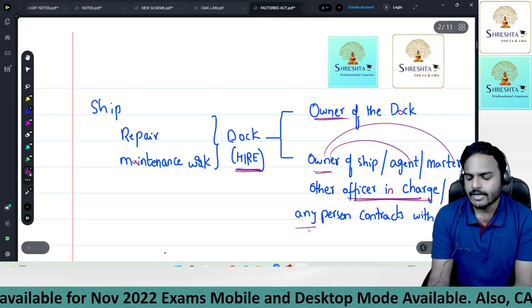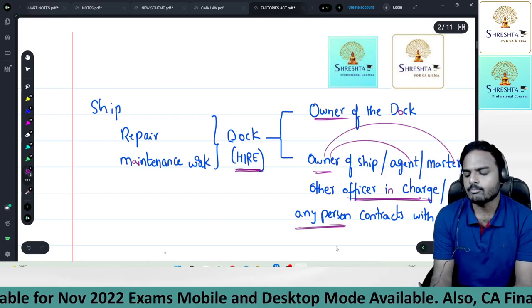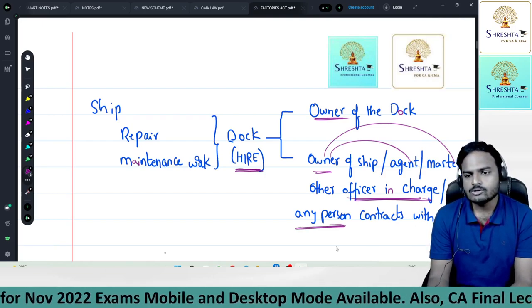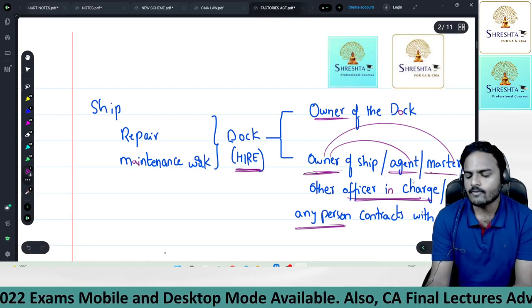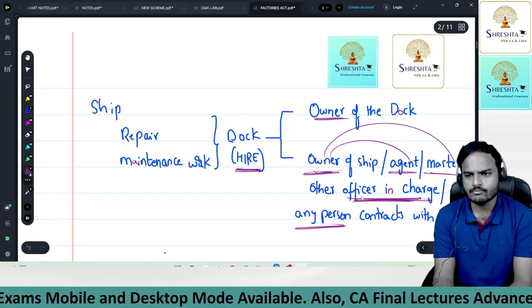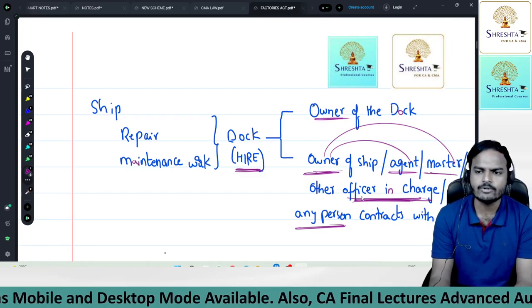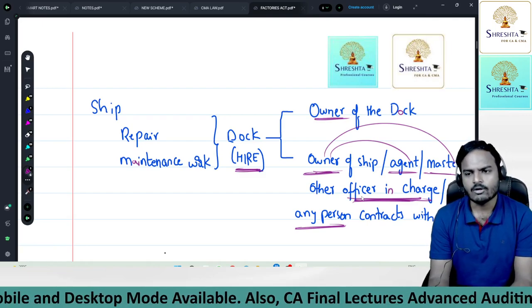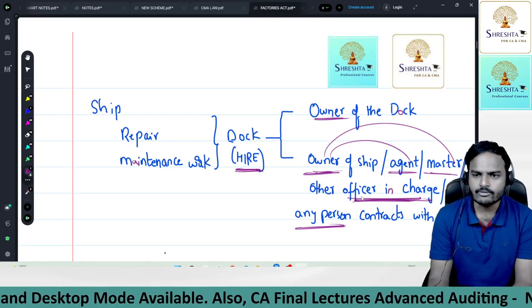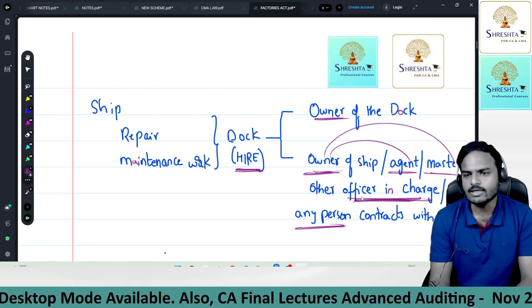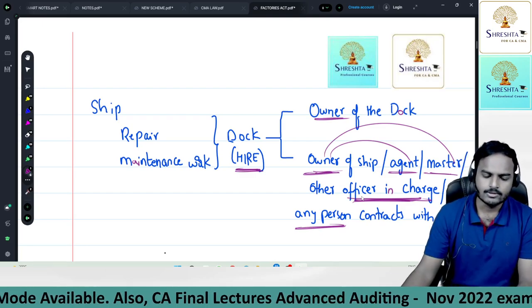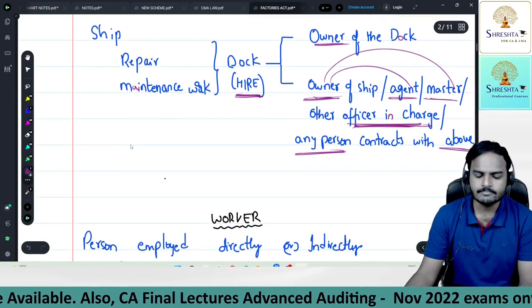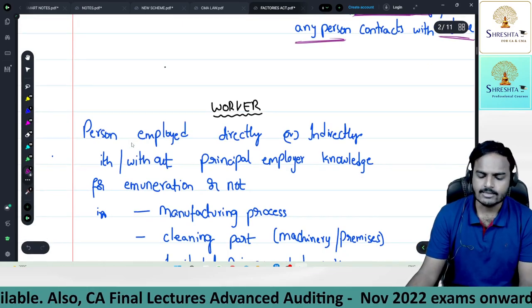Or finally, any person who contracts with the above people will also be treated as occupier if these people are not taking the position of occupier. If these people are not taking the position of the occupier, then whoever entered into a contract with the owner, agent, master, or officer in charge, we shall treat that person as the occupier of the factory. So construction of a ship, repairing a ship, is definitely a heavy task.